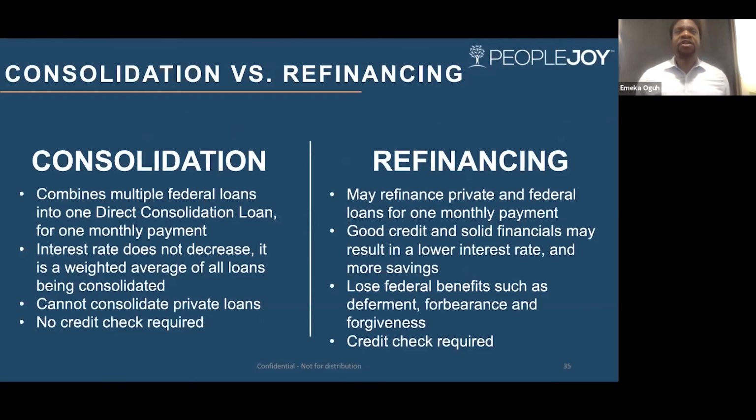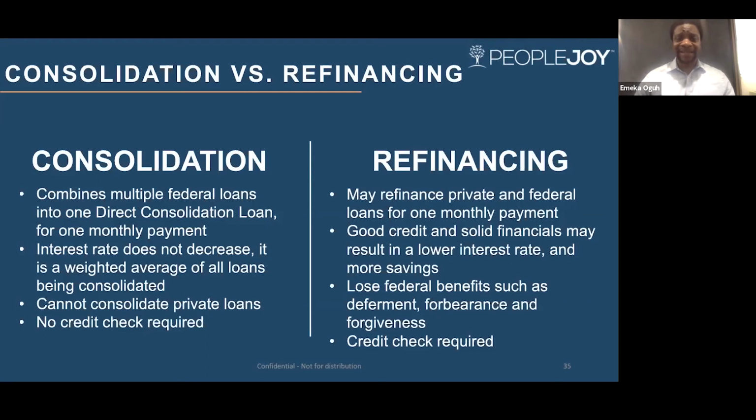The next topic we're going to talk about is consolidation and refinancing. These terms are often swapped, but they mean very, very different things. Consolidation is combining multiple federal loans into one direct consolidation loan for one monthly payment. You're essentially just combining all your loans together. Your interest rate's not going to decrease or increase. It is just going to be a weighted average of all the loans that you put together.